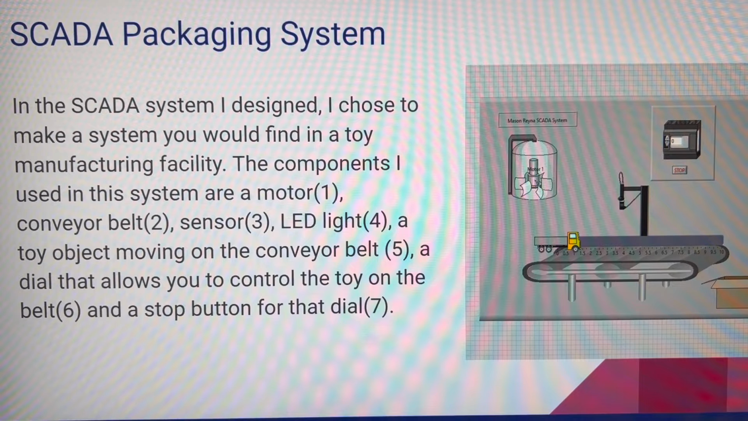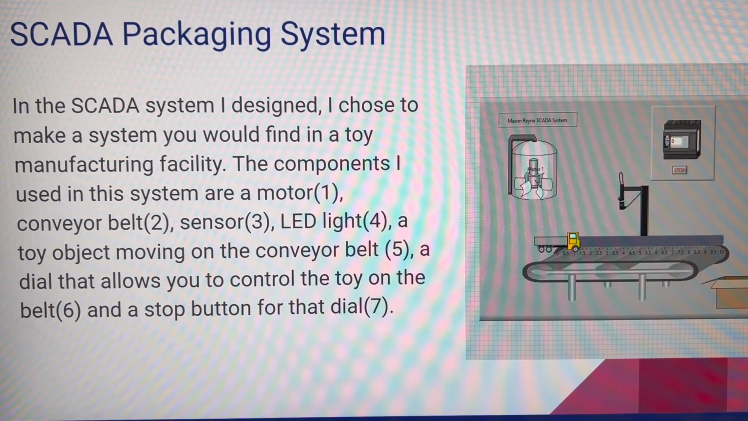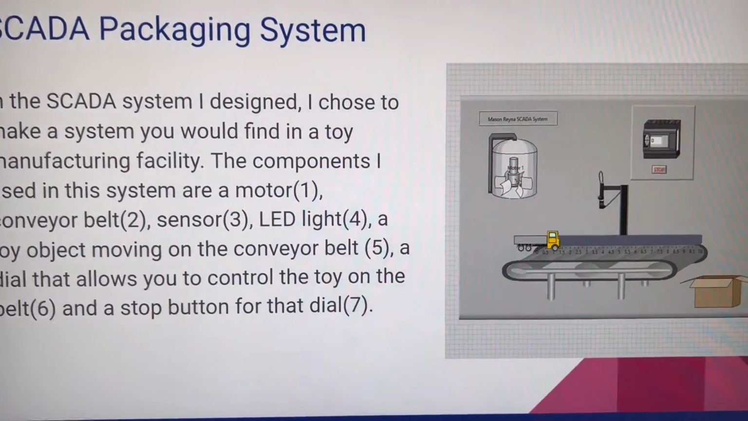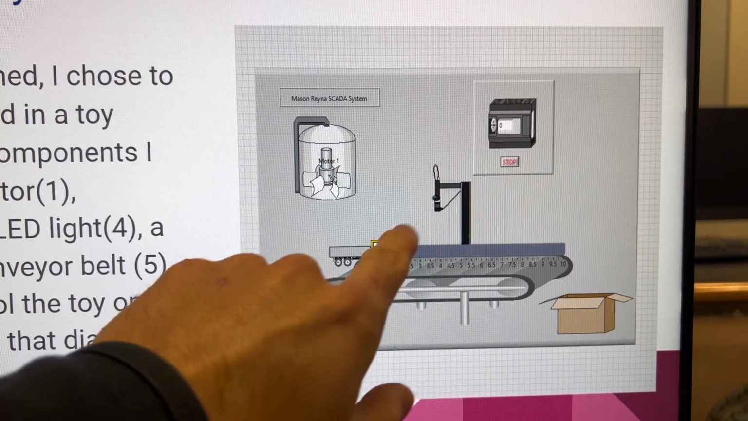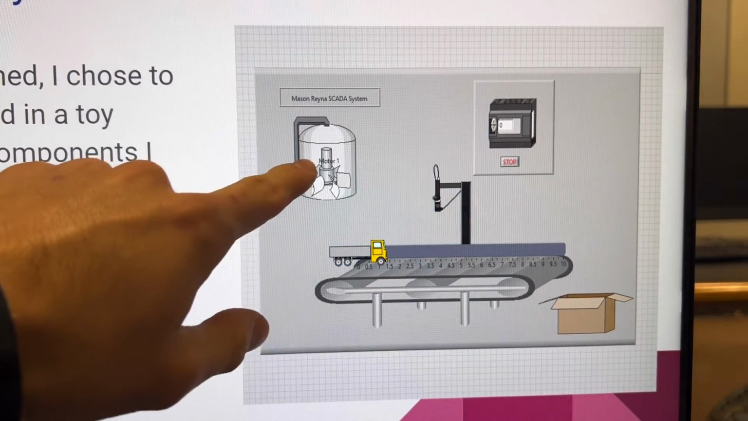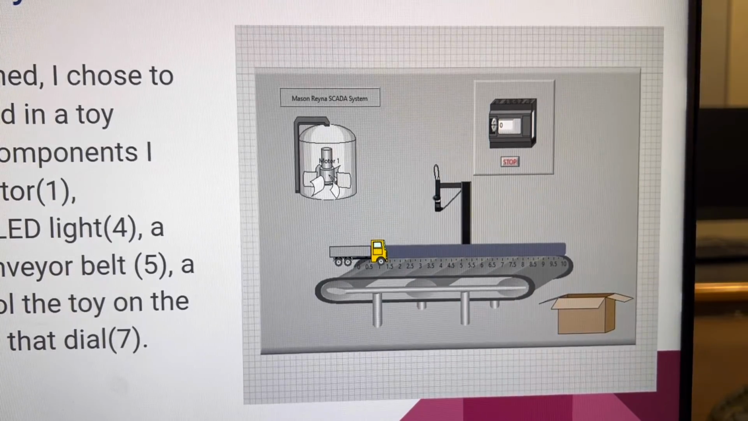In the SCADA system that I designed, I chose to make a system you would find in a toy manufacturing facility. The components I used in the system are a motor, number one, conveyor belt, two, sensor, three, LED light, four, and a toy object moving on the conveyor belt, which is number five, a dial that allows you to control the toy on the belt, and a stop button for that dial, which is number seven. You can take a closer look at it right here. The LED light that I mentioned is going to be right in there, along with the sensor, and the motor is going to be right up here. Here's the toy, here's the conveyor belt, and there's a box that it's going to be packaged away to.